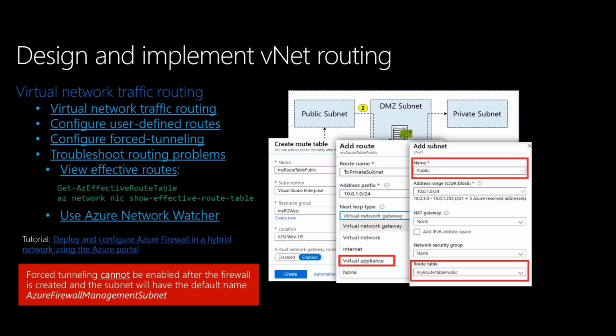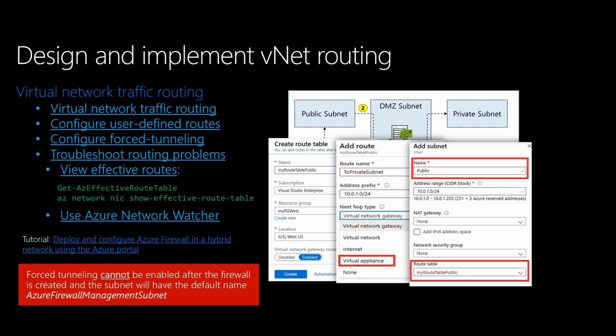So now the virtual appliance is located at 10.0.2.4, so you can add that subnet to the route table. Now what we have here is a path from the public subnet through the DMZ to the private subnet that goes through the virtual appliance. So at a very high level, that's how virtual network routing is essentially configured.